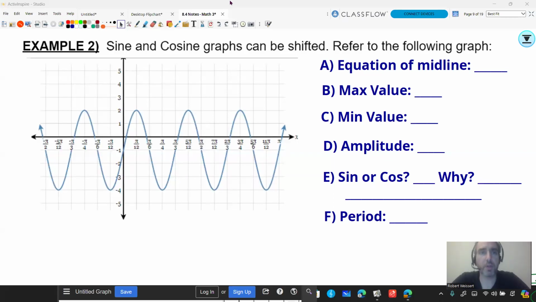All right, we have another example here. Welcome back. We're going to be doing sine and cosine graphs again. In this graph here, we have to identify first the type of graph it is.